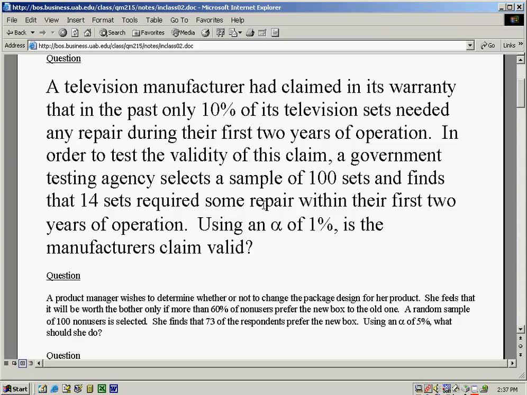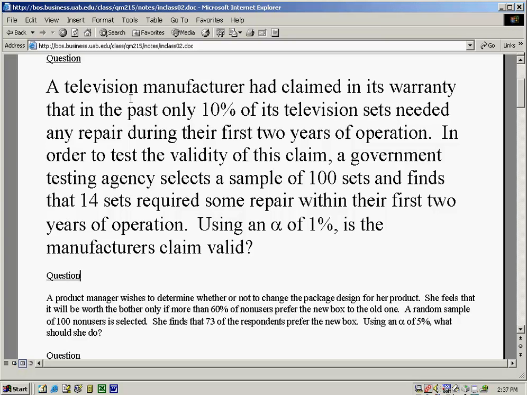Now let's do another one-tailed test, but in this case we'll look at our proportions test. A television manufacturer had claimed in its warranty that in the past only 10% of its television sets needed any repair during their first 2 years of operation. In order to test the validity of this claim, a government testing agency selects a sample of 100 sets and finds that 14 sets required some repair within their first 2 years of operation. Using an alpha of 1%, is the manufacturer's claim valid?